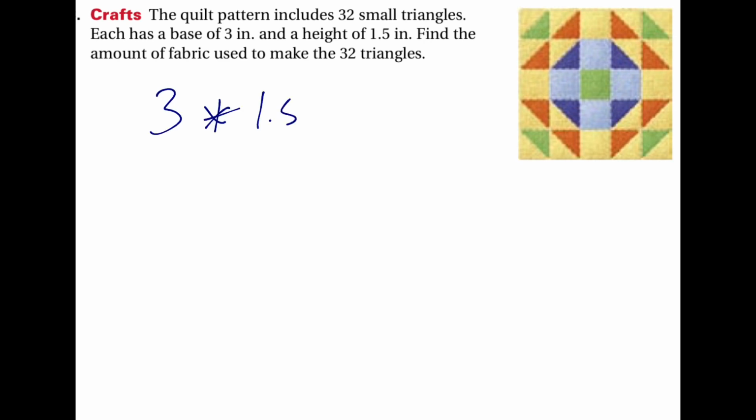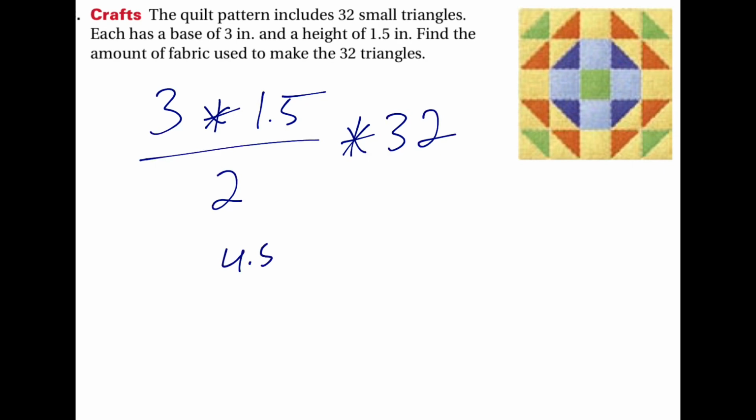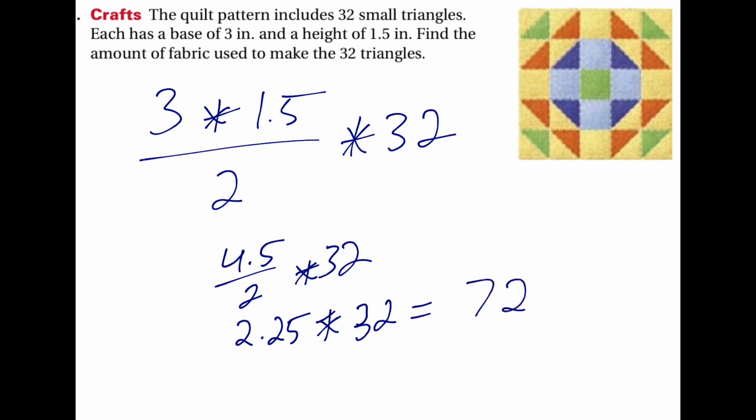by height divided by 2. And since we have 32 triangles, we can multiply this value by 32. So 3 times 1.5 gives us 4.5, or 2.25 multiplied by 32, which gives us 72. And remember, this is area, so we'll call this inches squared.